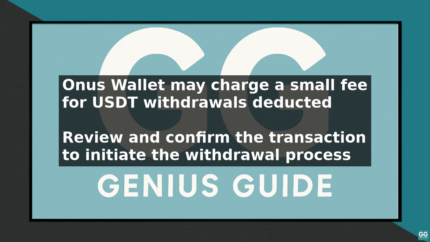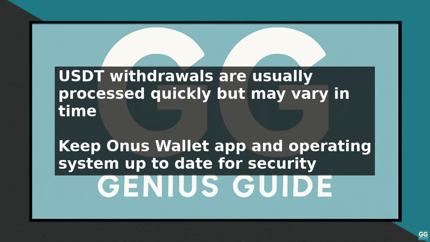The USDT will be transferred from your Onus Wallet to the recipient's wallet, and you will receive a confirmation notification once the transaction is complete. It is essential to note that USDT withdrawals on Onus Wallet are usually processed quickly, but the exact processing time may vary depending on the network congestion and the wallet's internal processing times.